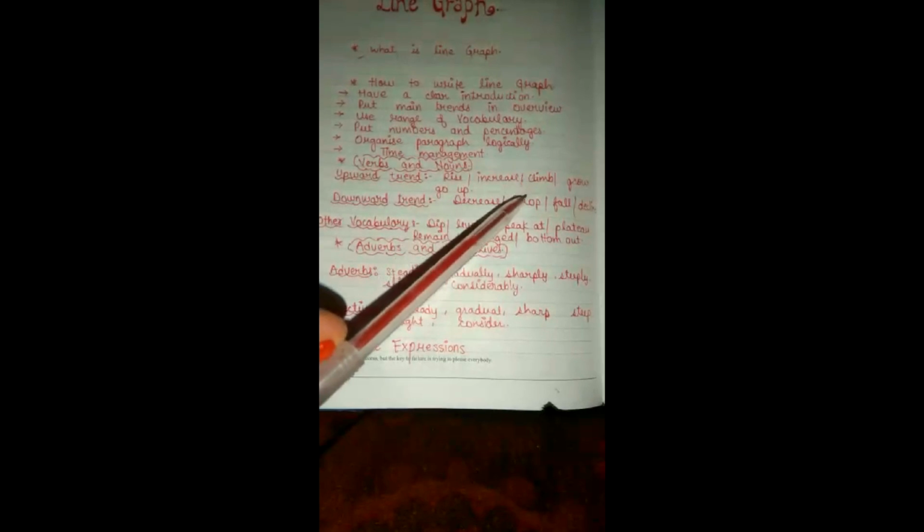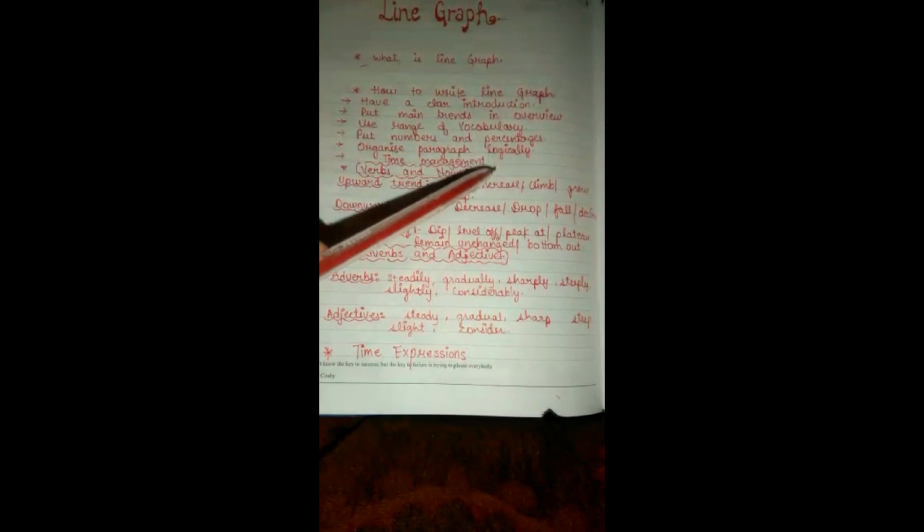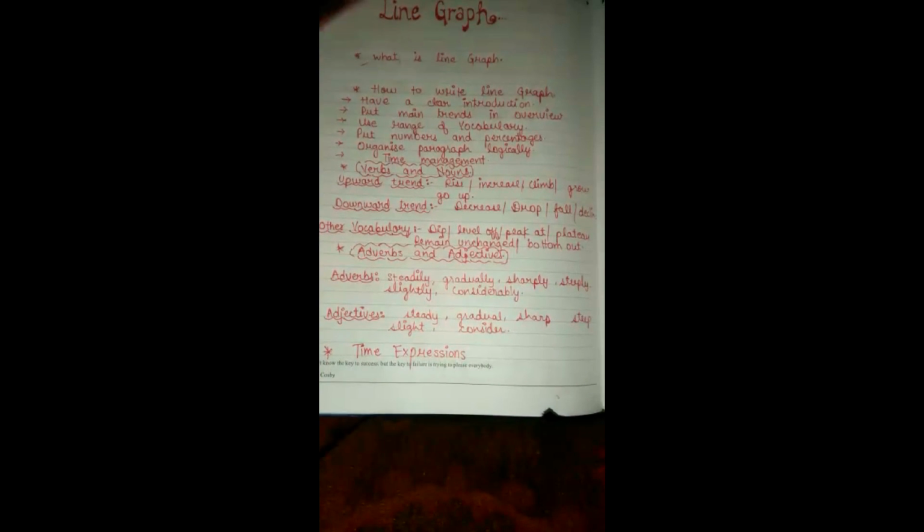For the downward trend, you can use decrease, drop, fall, decline. These are different words. Their meaning is the same, they are synonyms, but you don't need to write the same word again and again. Like for increase, you don't have to write increase again and again. For decrease, you don't have to write decrease again and again. You can use these other words also.